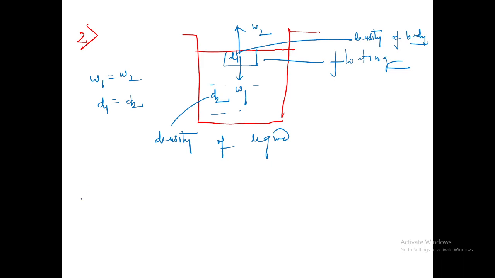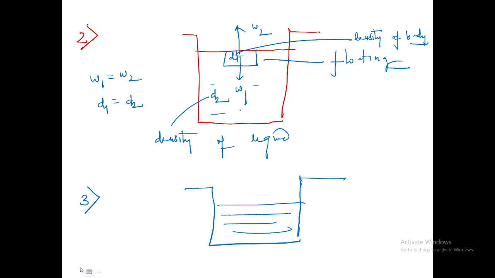And third is like this situation in which liquid is filled in the beaker and a body is floating but not fully. Some portion of the body is outside. So the density of the body is d1 and one force is w1, and the density of the liquid is d2, and the other force is w2. Here w1 is less than w2 as d1 is less than d2.